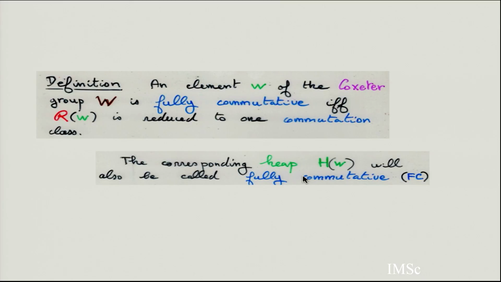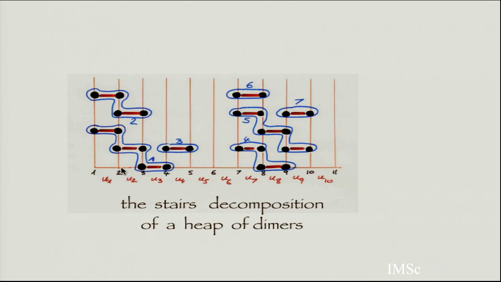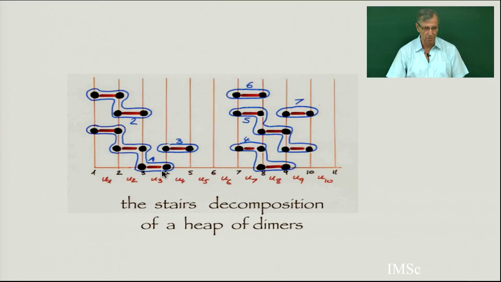And we have seen, in the case of the symmetric group, the Coxeter group A_n, a characterization of fully commutative heaps. First, we have to define the stair decomposition of a heap of dimers, like this. This is a unique decomposition of the heap of dimers into stairs. A stair, you see, is a sequence of dimers which touch each other, like this. And this is a unique decomposition.